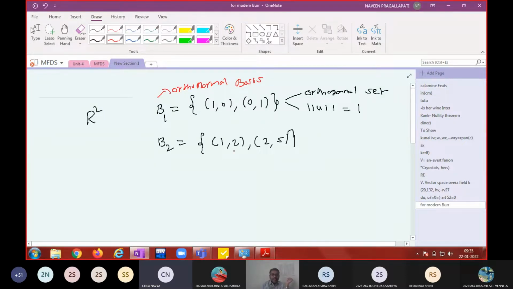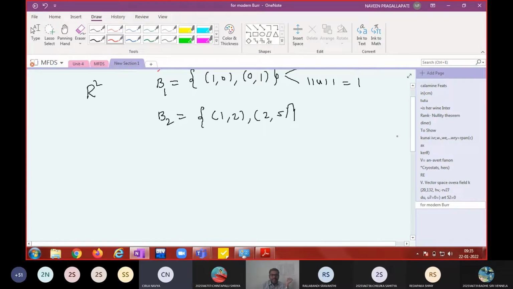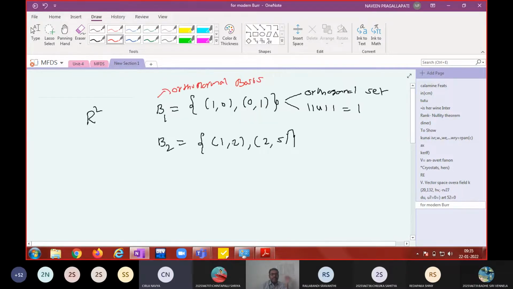Whereas here, this is also a basis, but what is the magnitude? What is the dot product of these two vectors? 2 plus 10. 1 into 2 is 2, 5 into 2 is 10, 12. This is the inner product of u dot v, which is not equal to 0. So it is not an orthogonal set. Not only is it not an orthogonal set, the norm is also not equal to 1.